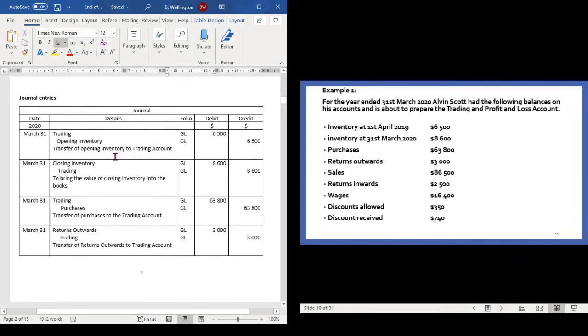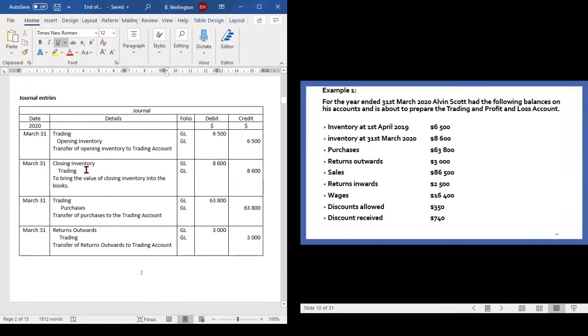That was the first journal entry. Now let's look at the inventory at the 31st of March. This is your closing inventory. So remember that this had not yet been entered in your books, so now you're going to do that. You're going to debit the closing inventory account.